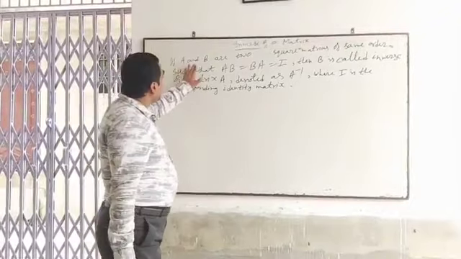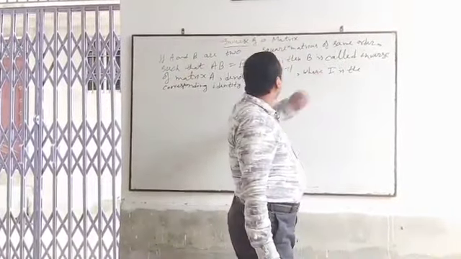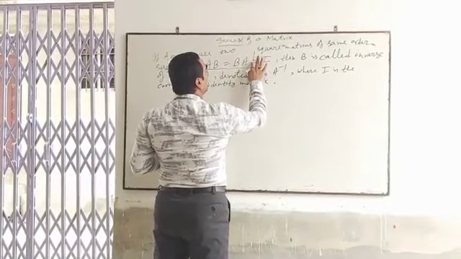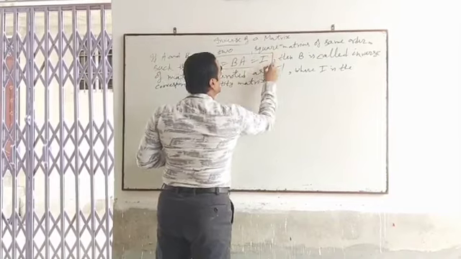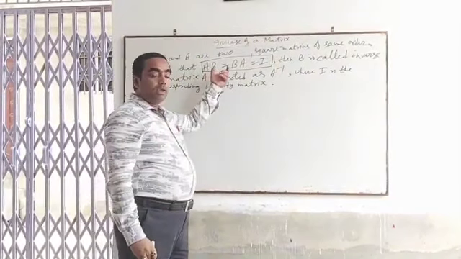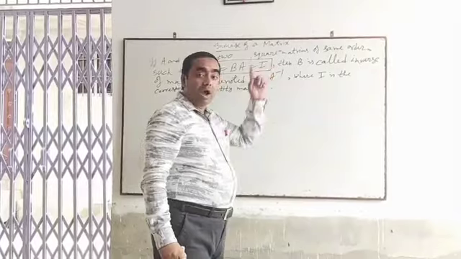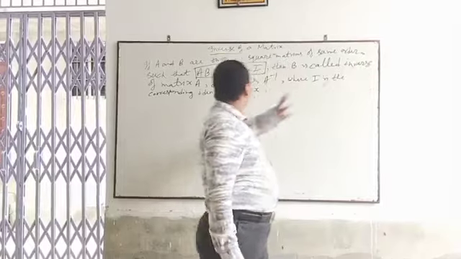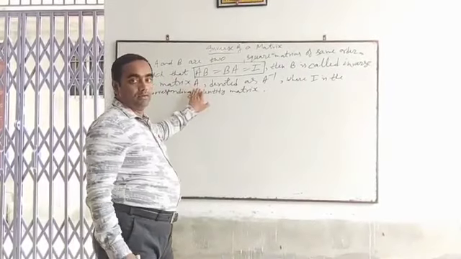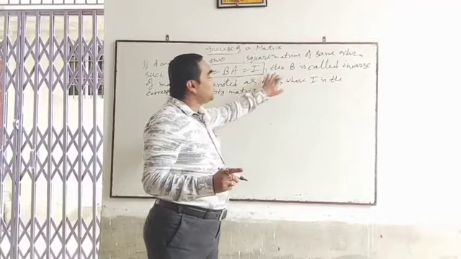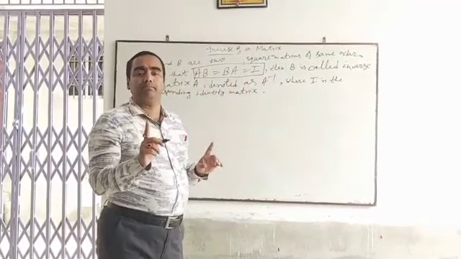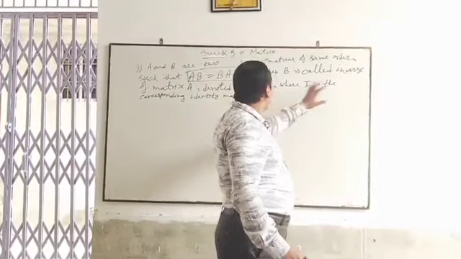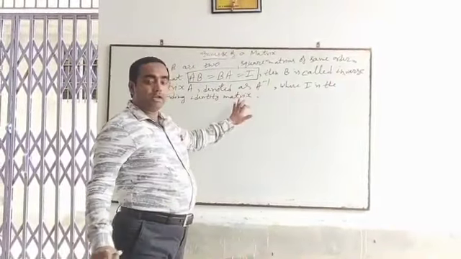Now, if A and B are two square matrices of the same order such that AB is equal to BA is equal to I, then matrix B is called the inverse of matrix A, denoted as A inverse, A raised to the power minus 1, where I is the corresponding identity matrix.